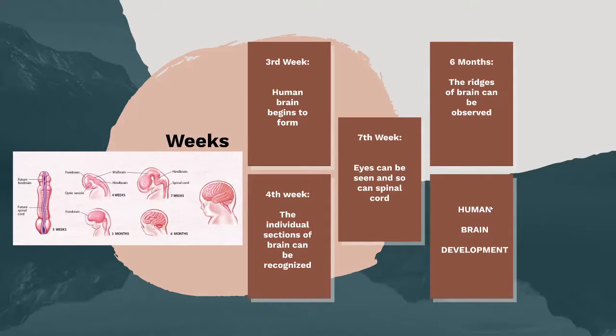This picture shows brain development throughout the gestational weeks. During the third week, the human brain begins to form, and you can see the future forebrain and the future spinal cord. During the fourth week, the individual sections of the brain can be recognized. You can see the optic vessels, the forebrain, midbrain, hindbrain. During the seventh week, the eyes can also be seen, and so can the spinal cord. During 6 months, the ridges of the brain can be observed.